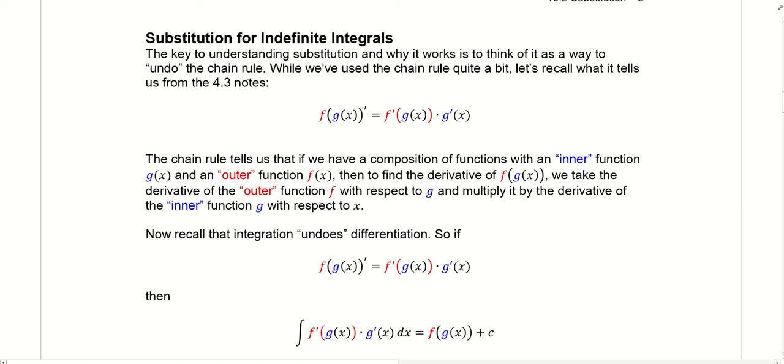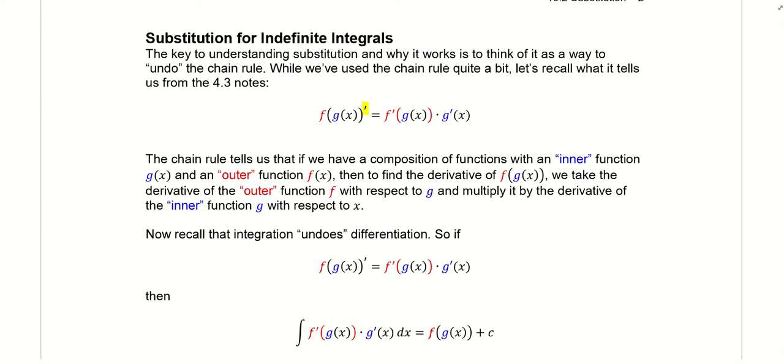I know we're all familiar with it because we've used it so much, but let's go back to the 4.3 notes where we first introduced it and talk about what it tells us or what it allows us to do. So if I have a composition of functions, say f of g of x here, where the g of x is like our inner function and the outer function is like our f of x, so it's f of g of x, then we learned that by the chain rule, we can find the derivative of this composition of functions.